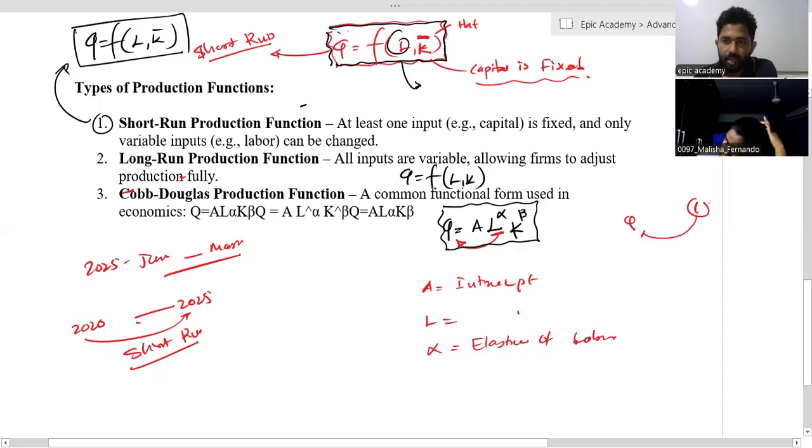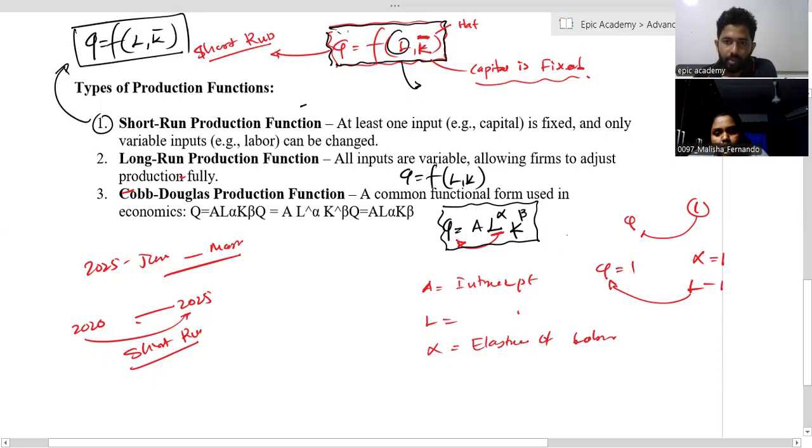As an example, just consider alpha equal to 1. If you change one level of labor, Q is also going to change by 1. That's the meaning of alpha.